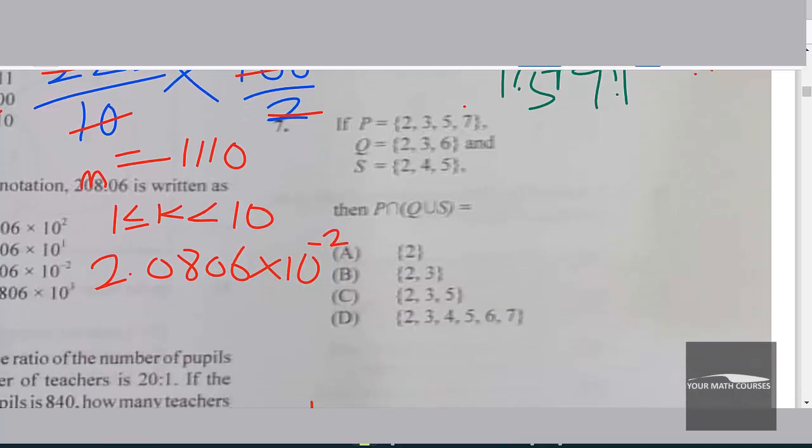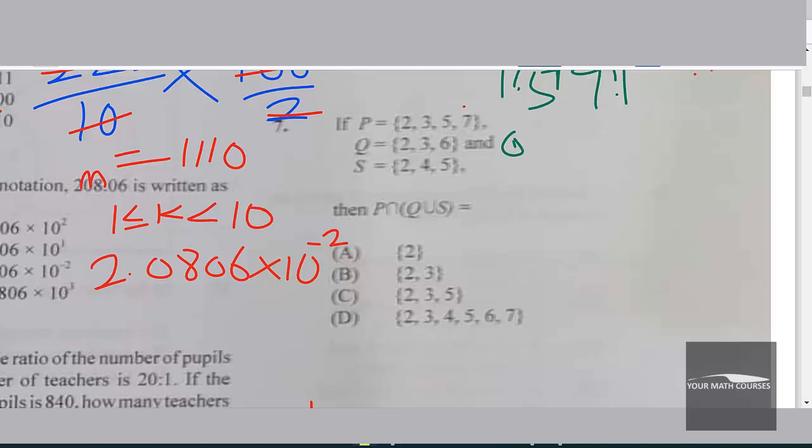If P is a set with elements 2, 3, 5, 7, Q is a set with elements 2, 3, 6, and S is a set with elements 2, 4, 5, then what is P intersection Q union S? So first let's find Q union S.